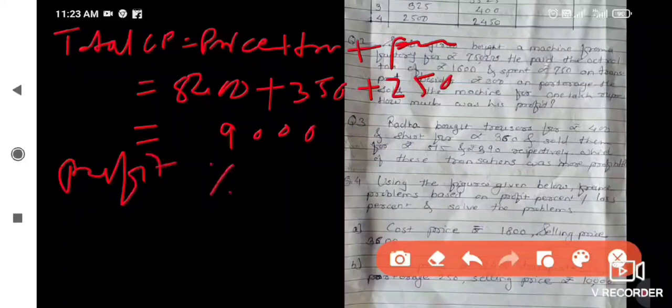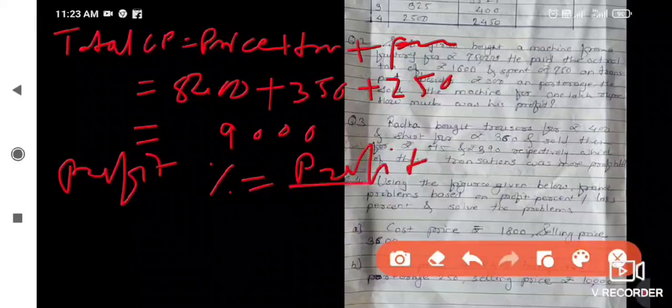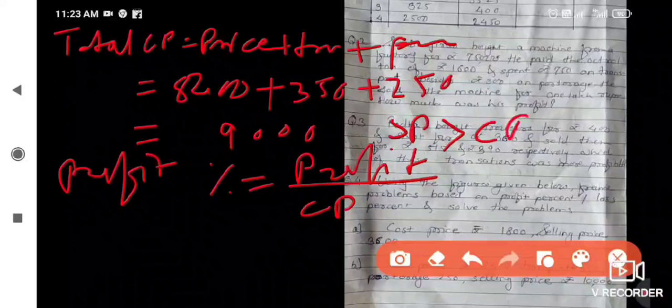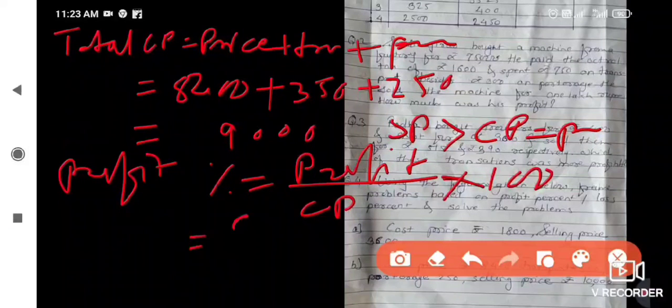So profit percent formula, just now I told you, profit upon CP. Here we have to write SP is greater than CP, therefore there is a profit. So here profit upon CP into 100. So how much is the profit? CP is equal to how much? 9000.